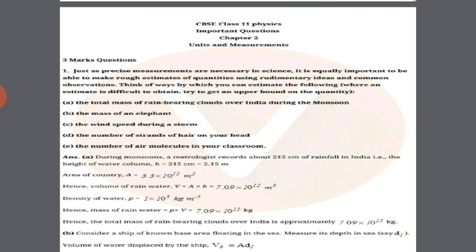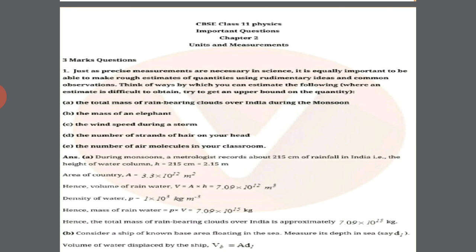First part, the total mass of rain bearing clouds over India during the monsoon. Okay, during the monsoon, the meteorologist records about 215 centimeter of rainfall in India. That is, the height of the water column is 215 centimeter, 2.15 meter. Area of the country is 3 into 10 to the power 12 meter square. Hence, the volume of the rainwater V is equal to A into H.